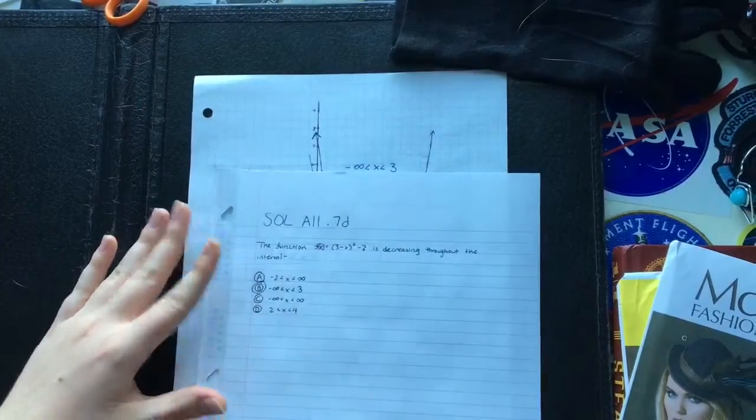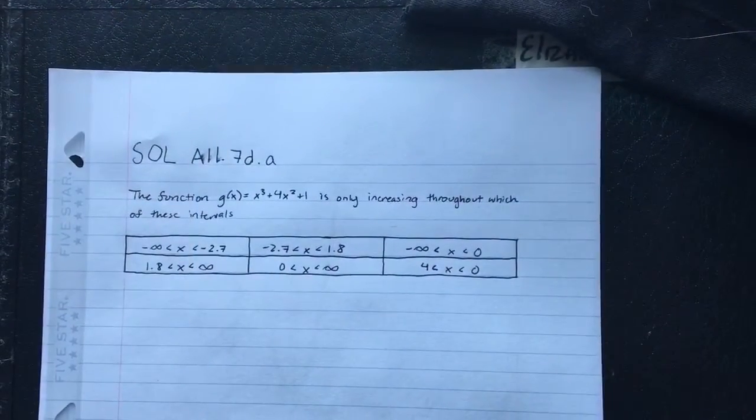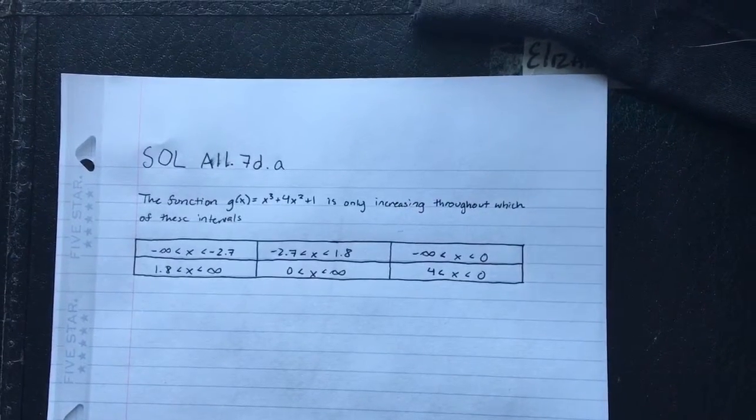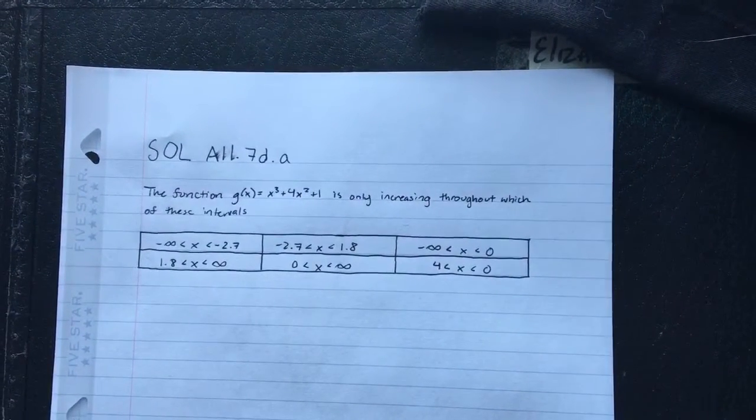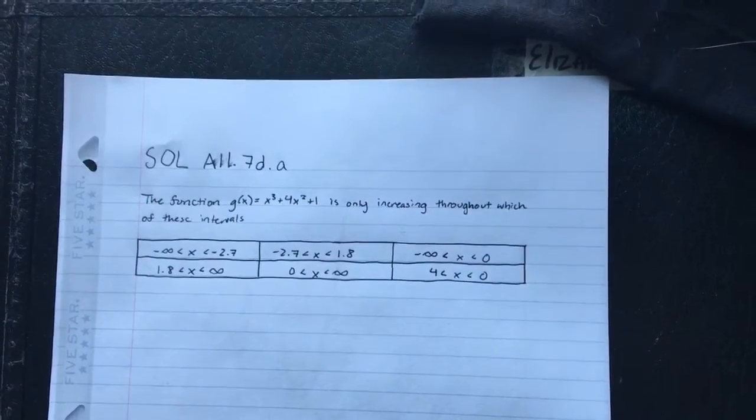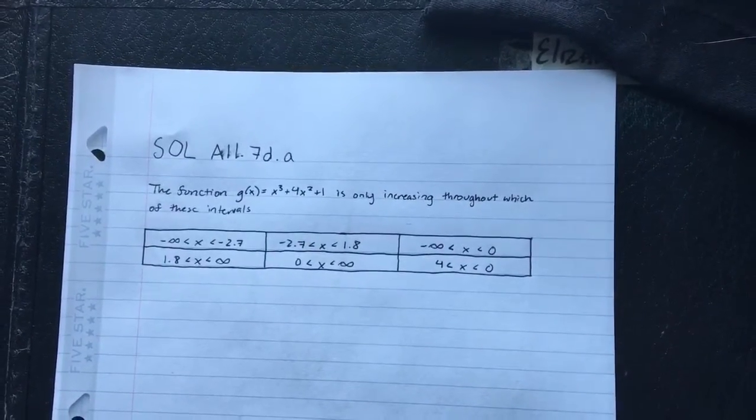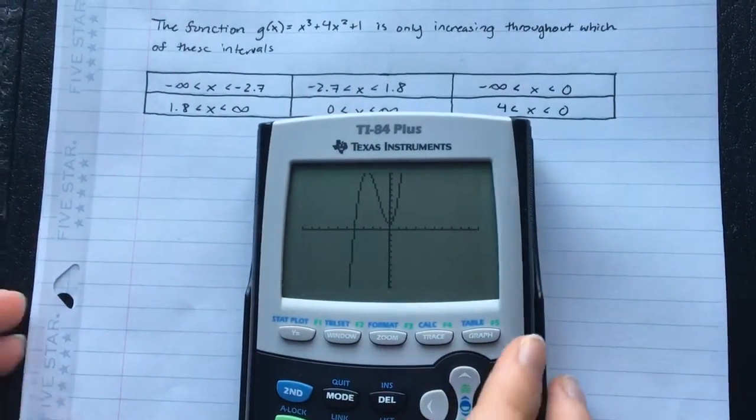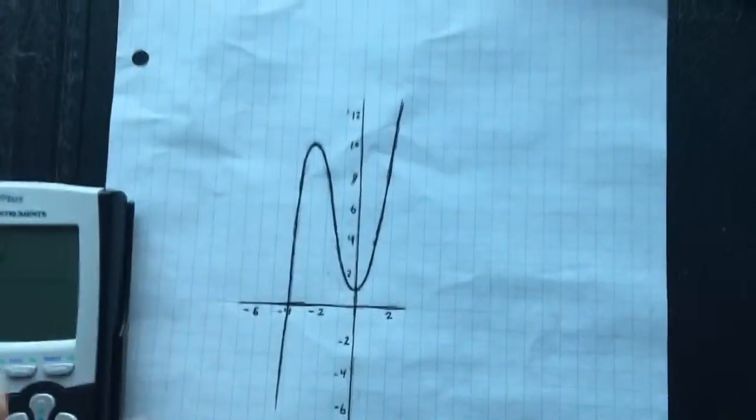In this problem, you have to find only the increasing values of the function x cubed plus 4x squared plus 1, and you're given multiple answer choices to pick from. To solve this, you just have to put the equation into the calculator, and then pull up the graph of the equation. For our convenience, I have a larger graph here.